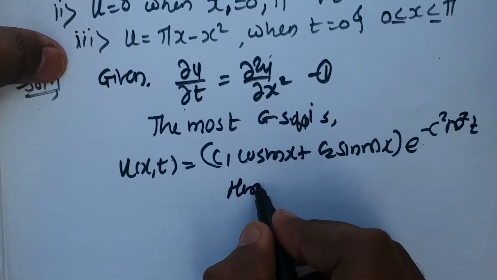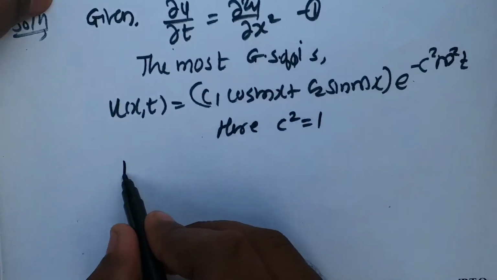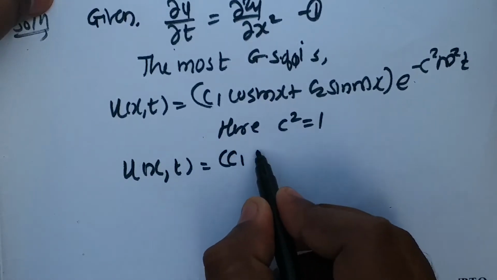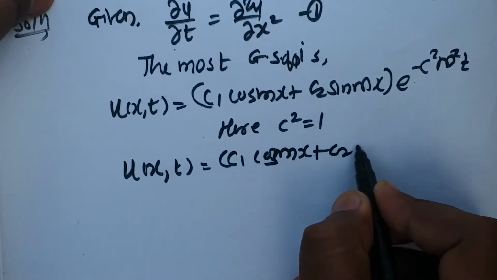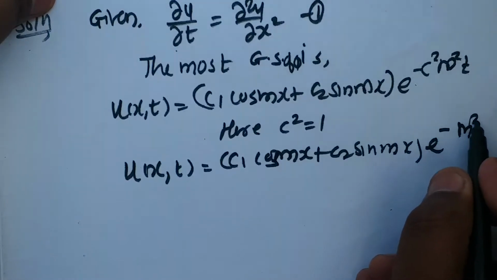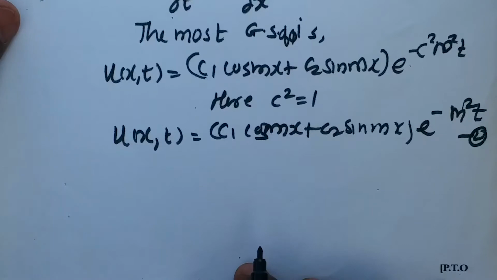Here you can write that c square is 1. Therefore this solution can be written as u of x comma t is equal to c1 cos mx plus c2 sin mx e to the power minus m square t. I'll give this equation number 2. This is the most general solution of the given problem.